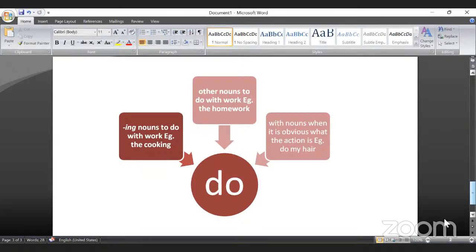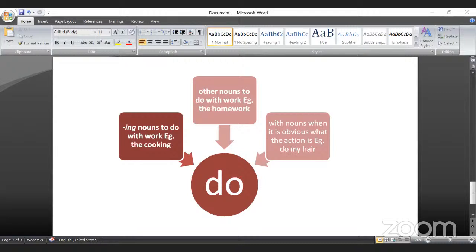Third one you have with nouns when it is obvious what the action is. When you have an obvious action to talk about. Okay, in that case also you can use the combination with the delexicalized do. What is the example? Do my hair. Okay, one example you have is do my hair or do your hair. Did you not do your hair today? Basically, the meaning is, did you not brush your hair today? Okay, or have you not done your teeth today? Basically means, did you not clean your teeth today?